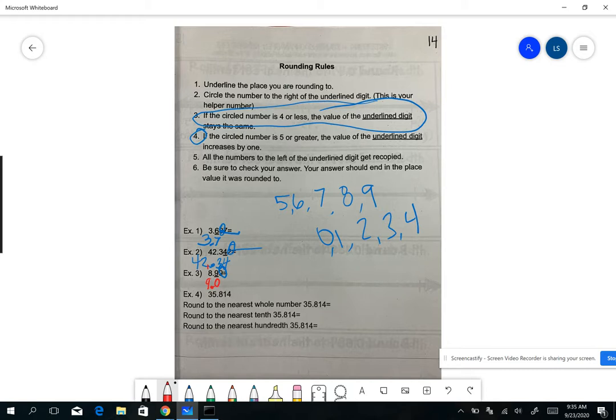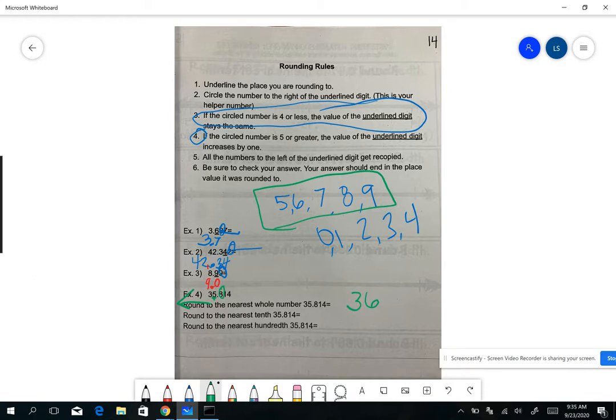Take a look at example number 4. So you have 35 and 814 thousandths. Now, this one's a little different because they're asking you to use the same number every time, but in the first one, round to the nearest whole number. Well, the nearest whole number is going to be the 1 in the ones place. So I'm going to underline that 5. I'm going to use this 8 as my helper number. This 8 is a 5, 6, 7, 8, or 9. It's 5 or greater. So this 5 is going to go up to a 6. And then I need to copy everything to the left, which would be that 3.